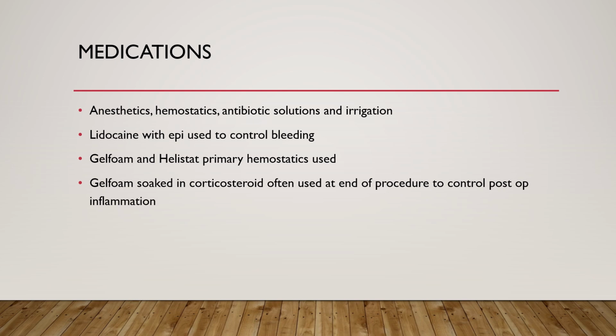Medications used for ear surgery are going to include anesthetics, hemostatics, antibiotic solutions, and irrigations. Lidocaine with epi is usually used to control bleeding. That's going to be our anesthetic most commonly used. Gel foam and Helostat are our primary hemostatic agents that are used for these. And what we'll do is we'll take a gel foam, we will soak it in a corticosteroid. That's often used at the end of the procedure to help with post-op inflammation.